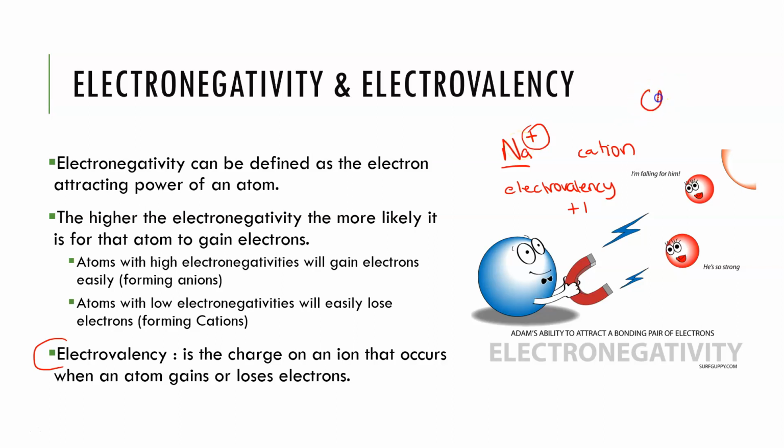Whereas our example with chlorine, where it went to chloride and we formed the negative anion, this anion will have an electrovalency of -1. So that electrovalency is referring to the charge of the ion. If it's a neutral atom, it will have an electrovalency of 0. It won't have a charge at all.